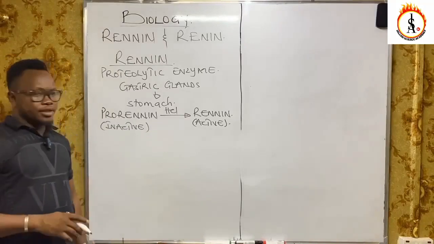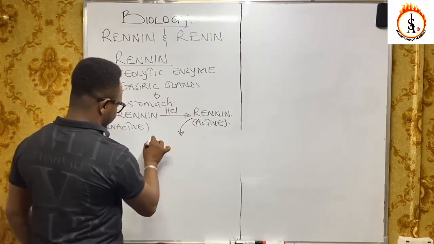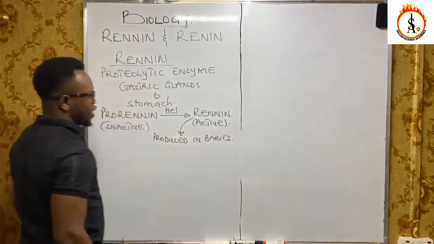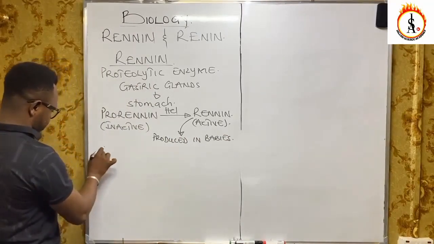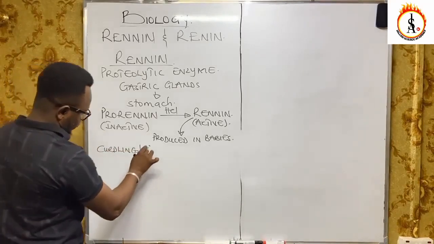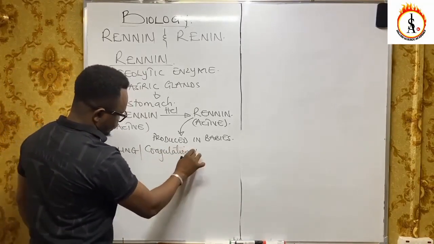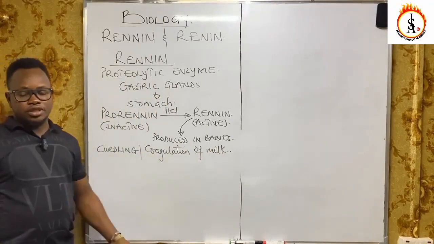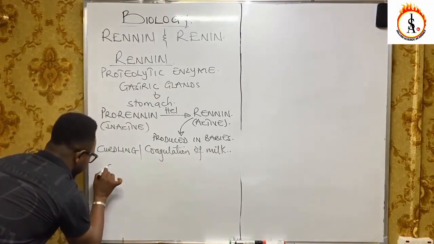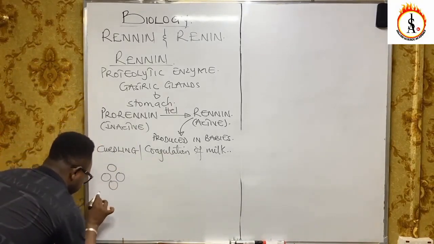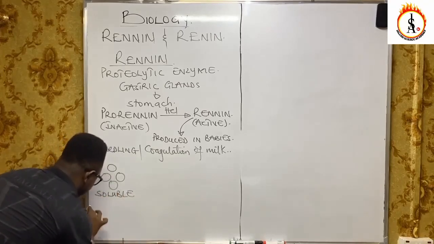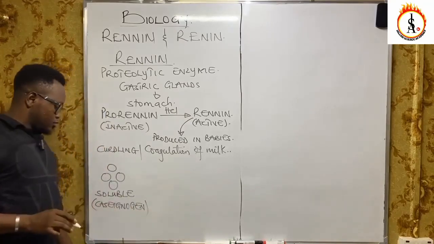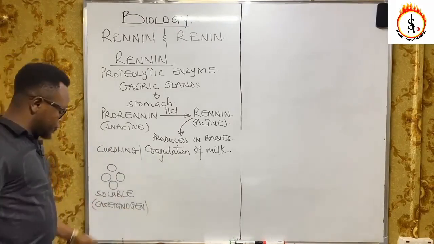So this active rennin is produced in infants, in babies. Its function is in the curdling or coagulation of milk, converting the milk from the soluble caseinogen into insoluble caseins. So let's look at it here. Let's say, for example, these are molecules of the milk. These are soluble. So this soluble, we call them caseinogen. So from this origin, that tells you they are inactive, or we say they are soluble.